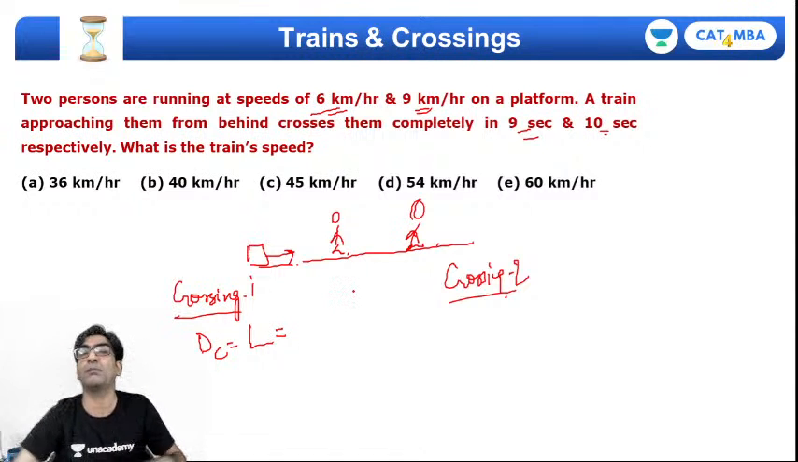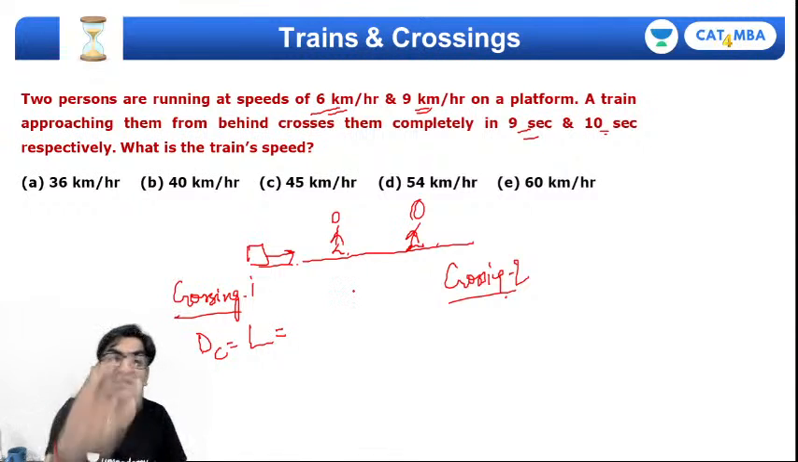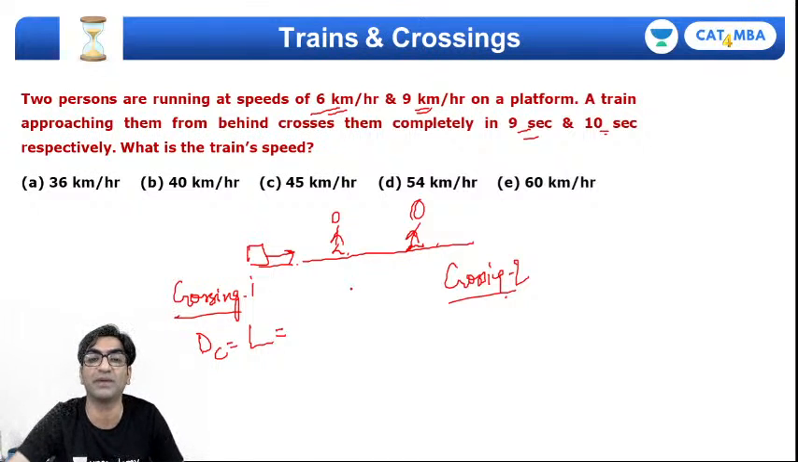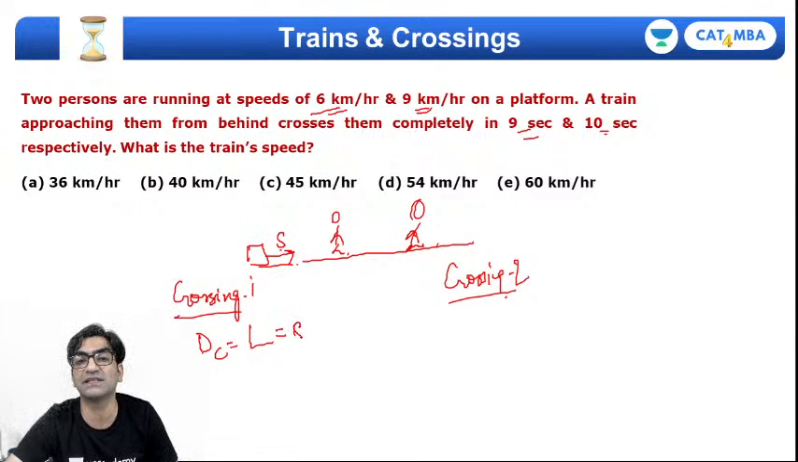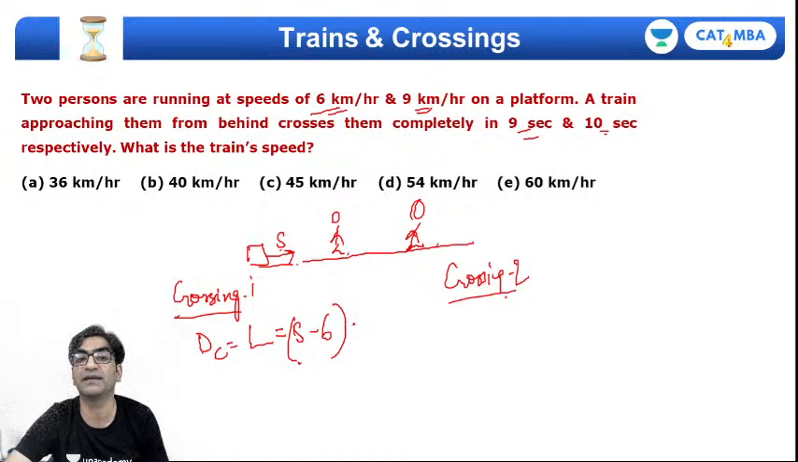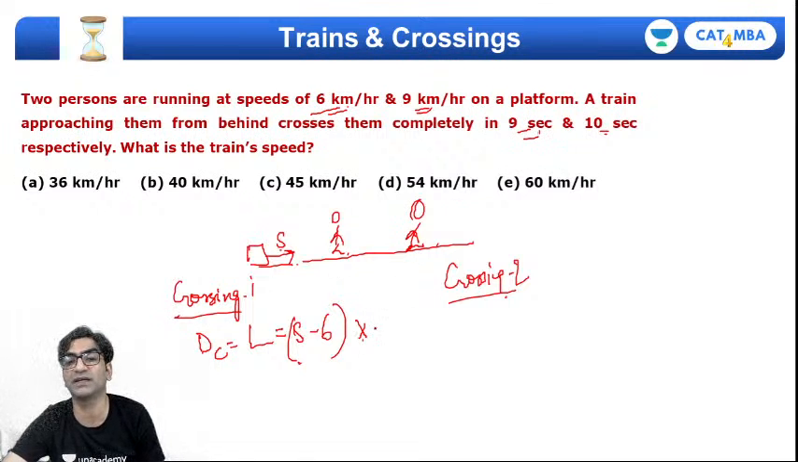But the problem indeed is that the train also moves and the man also moves, right? So whose speed do we take? Obviously we take the relative speed. Let's say the train speed is S. Then in the first instance, S minus 6 will be the relative speed, right? Same direction, into time. Now I converted the speed to kilometers per hour, the time is in seconds, so I should convert the speed to meters per second.